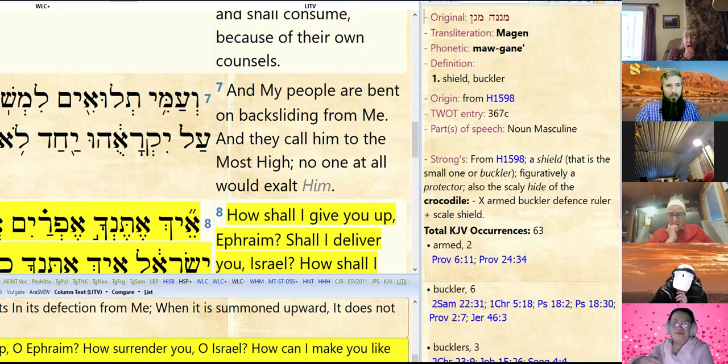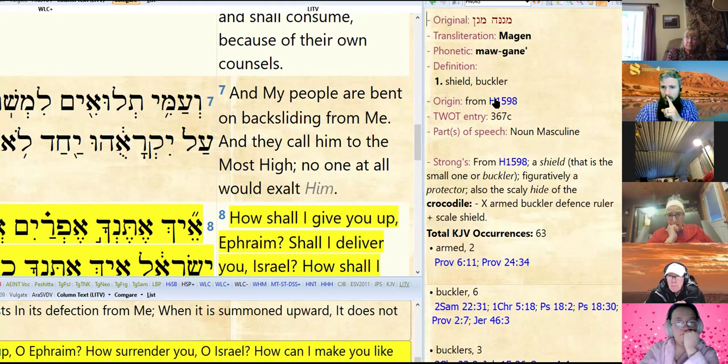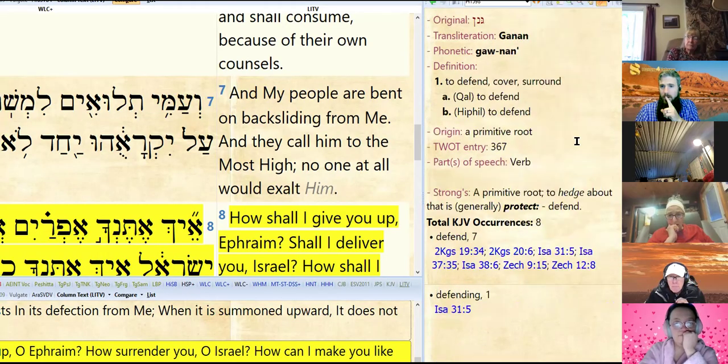So, while we're here, originally from, yes, Gimel Nun Nun. Oh, you're right. Yay! So a primitive root meaning to hedge about or protect.